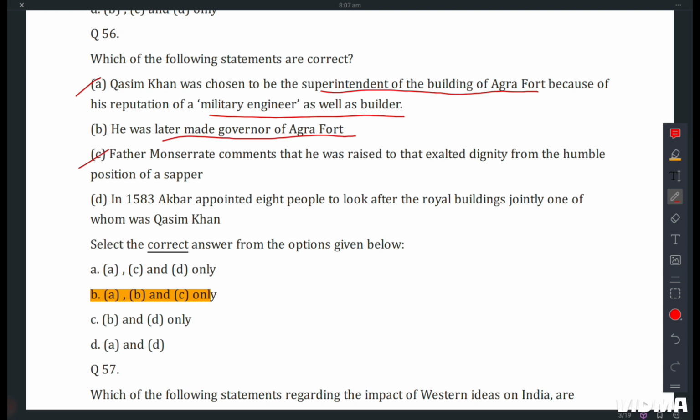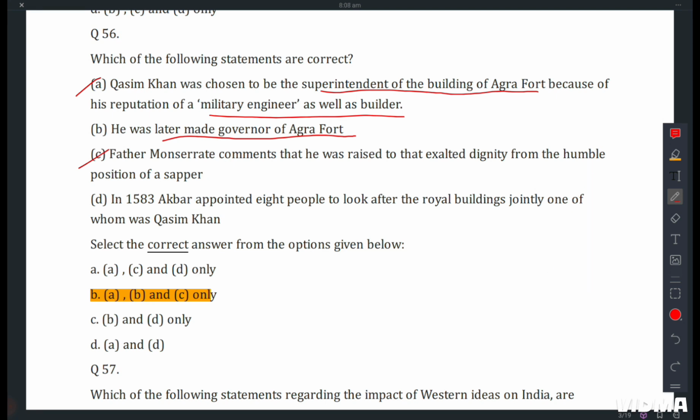And in 1583, Akbar appointed 8 people to look after royal buildings, and there was no name of Qasim Khan in that list. Mir or Khan was the minister of the royal family, who looked after the royal buildings, roads, parks and workshops, and not Qasim Khan.